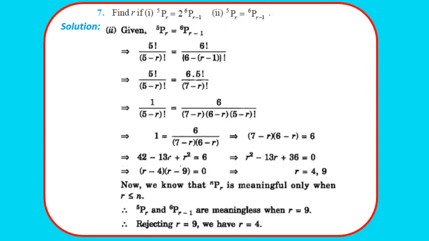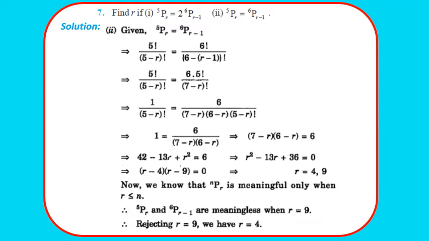Next is question 7. Find r. There are two parts, and solving the second part, that is 5Pr equals 6P(r−1), which will be equal to factorial 5 upon factorial 5 minus r equals factorial 6 upon factorial 6 minus r minus 1. So we get factorial 5 upon factorial 5 minus r equals 6 into factorial 5 upon factorial 7 minus r. So factorial 5 will be cancelled from both sides, so we are left with 1 upon factorial 5 minus r equals 6 upon (7−r)(6−r) upon factorial 5 minus r. So factorial 5 minus r will be cancelled from both the denominators, so we are left with 1 equals 6 upon (7−r)(6−r).